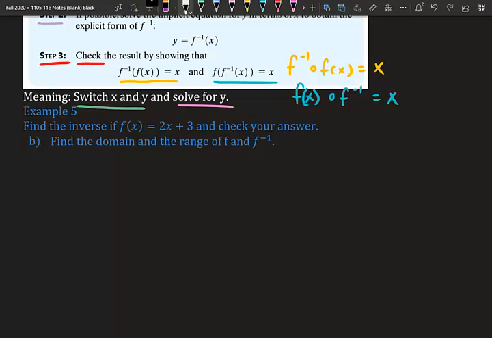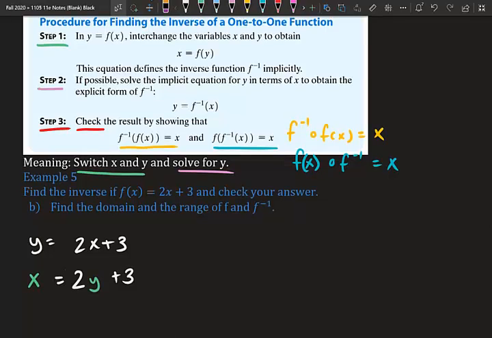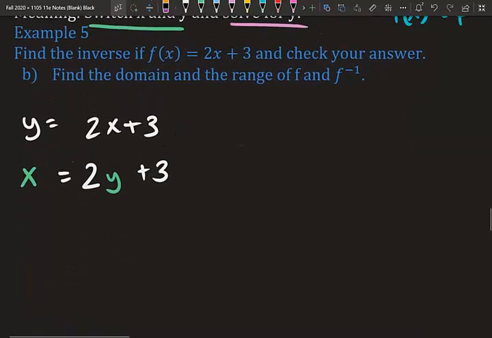So first thing we need to do is change it to y. So we have y equals 2x plus 3. Alright, our first step is to switch x and y. So we'll have x equals 2y plus 3. So everything that's an x becomes a y, and everything that's a y becomes an x. Now our second step is to solve for y. So let's solve for y.